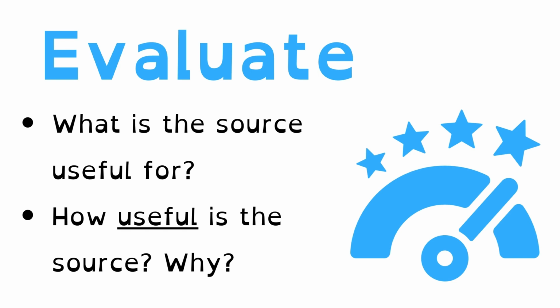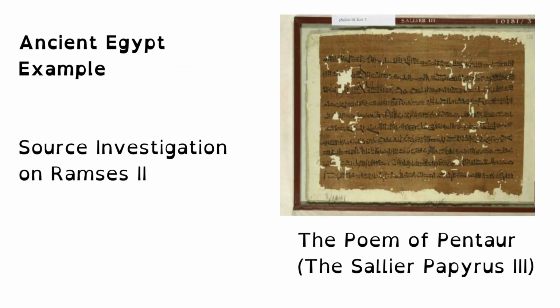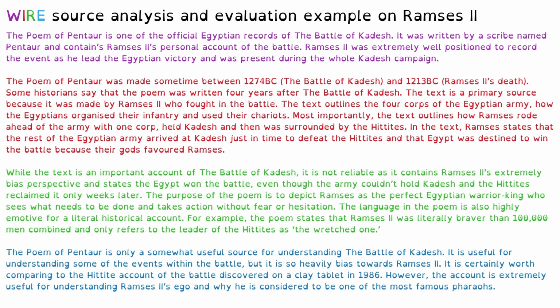So I'm going to go through 3 exemplars now of my WIRE source analysis and evaluations. The first one is going to be on the topic of ancient Egypt. So let's say I'm doing a source investigation on Ramses II, and I'm going to use the Poem of Pentaur, which goes through the Egyptians' perspective of the Battle of Kadesh, also known as the Sallier III papyrus. So this is what a WIRE paragraph structure looks like.